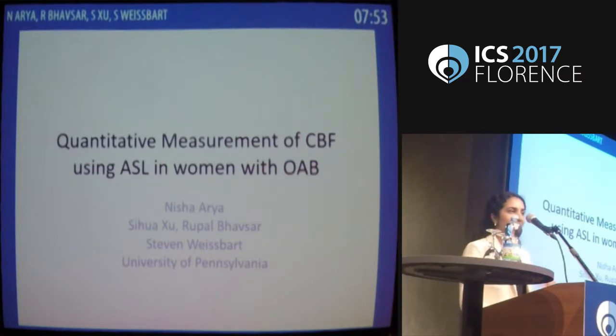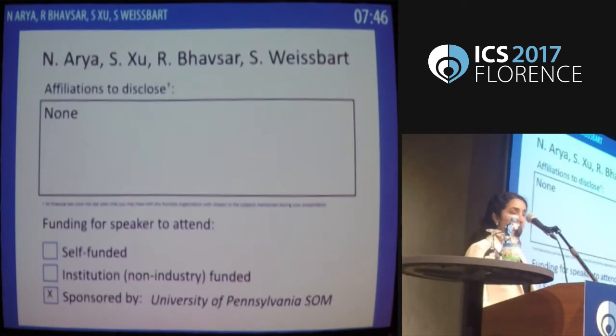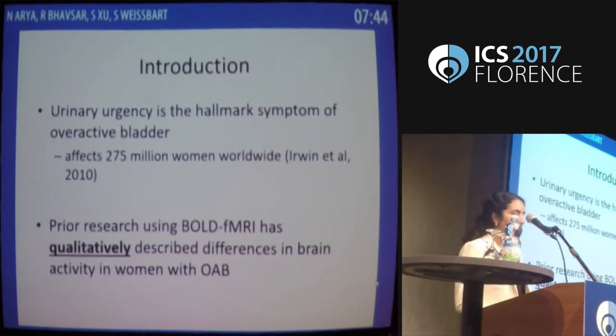My name is Nisha Arya, and I'm here to present the research conducted at the University of Pennsylvania. We have no disclosures. Urinary urgency is the hallmark symptom of overactive bladder that affects 275 million women worldwide. Prior research using BOLD fMRI has qualitatively described differences in brain activity in women with overactive bladder.